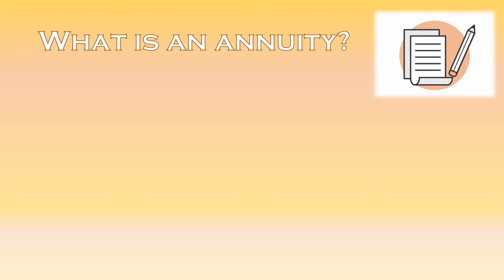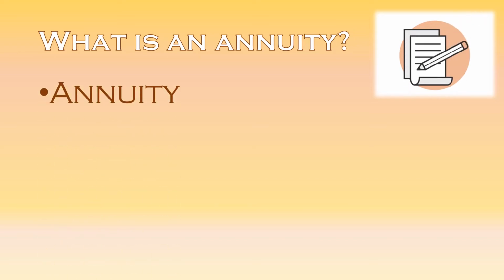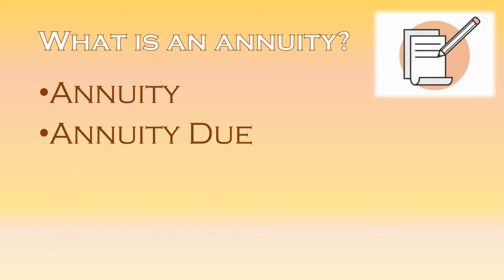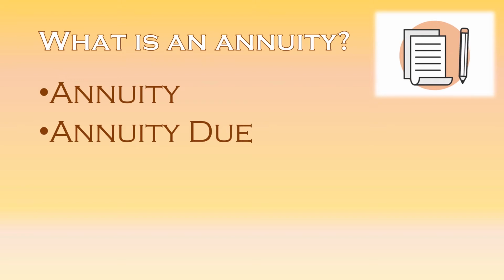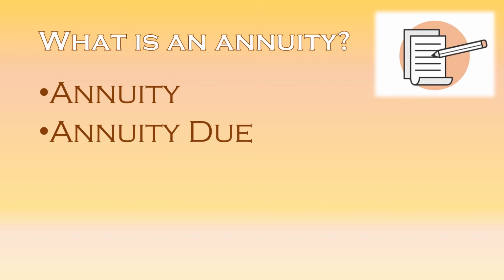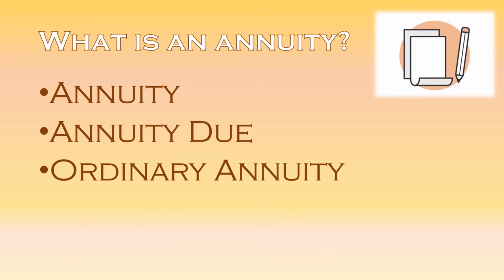Let us start our discussion by answering this question. What is an annuity? An annuity is a series of payments required for a specific number of periods. An annuity due is when payments are due at the beginning of each payment period. When the payment appears at the end of each period, it is called an ordinary annuity.